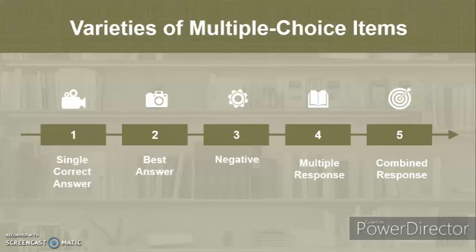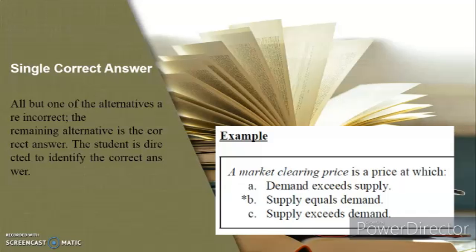For the next slide, I will show you about the varieties of multiple choice items. There are 5 varieties. The first one is single correct answer. The second one is best answer. The third one is negative. The next is multiple response. And the last one is combined response.